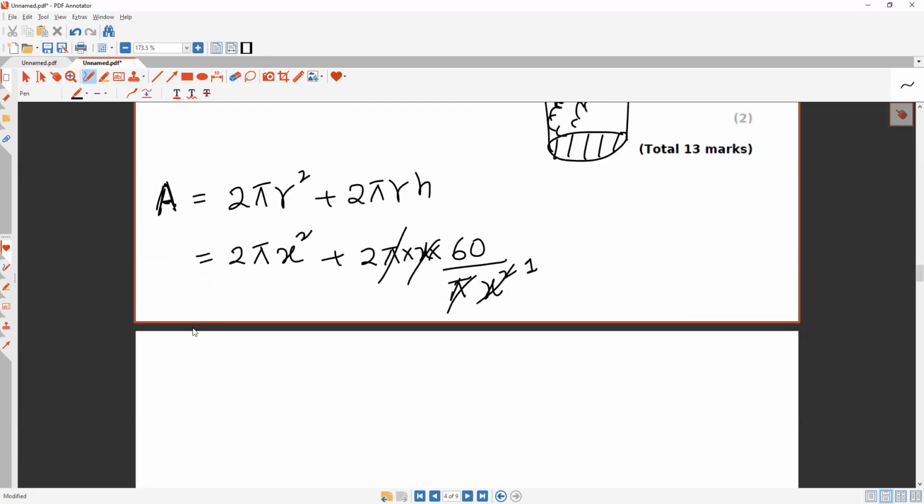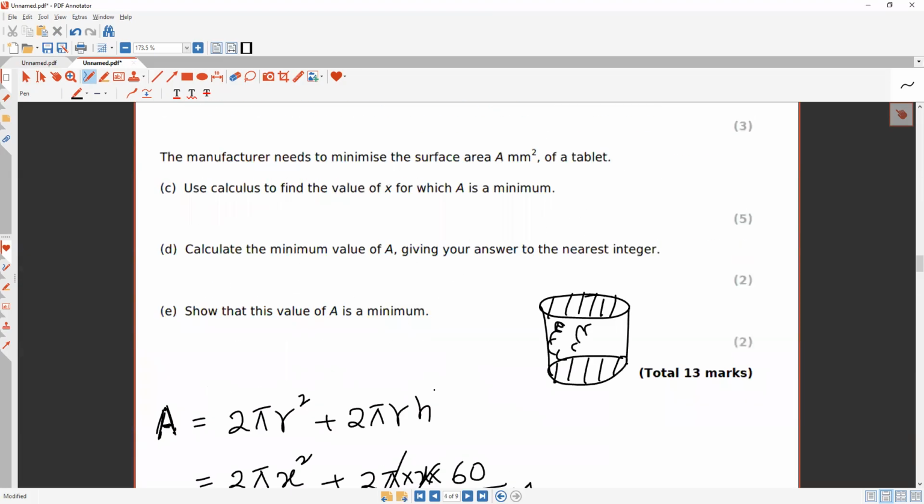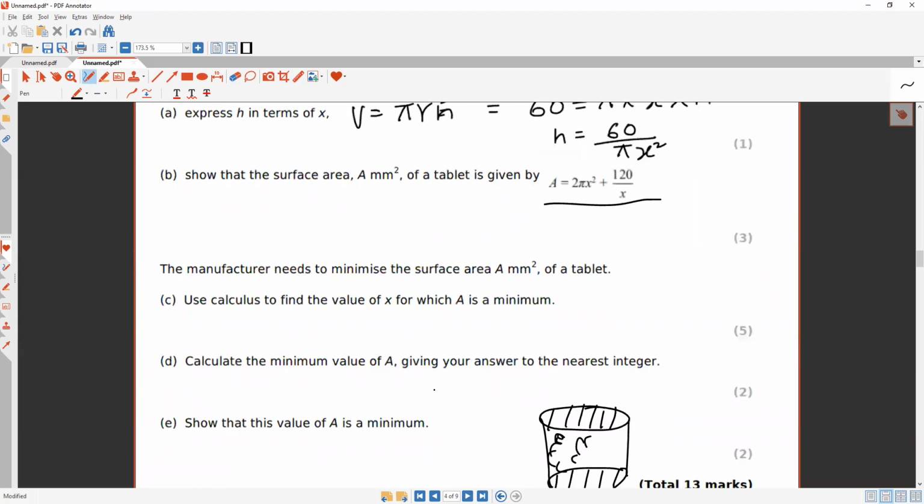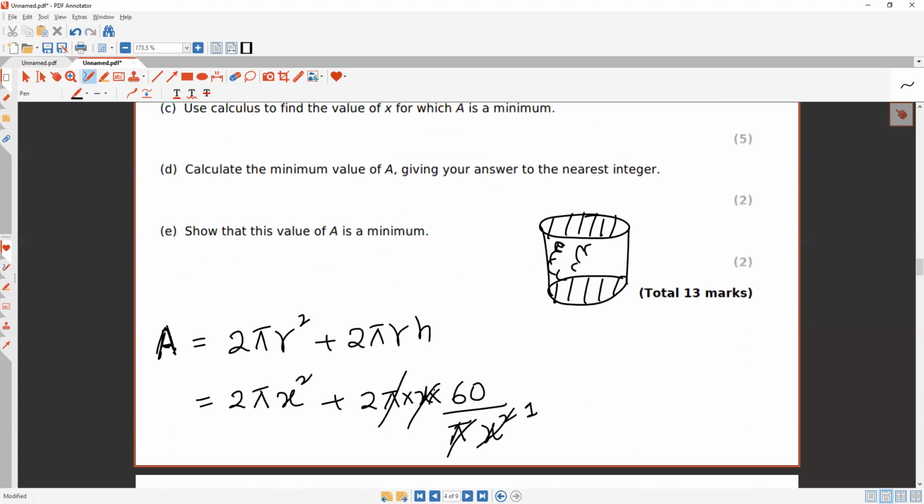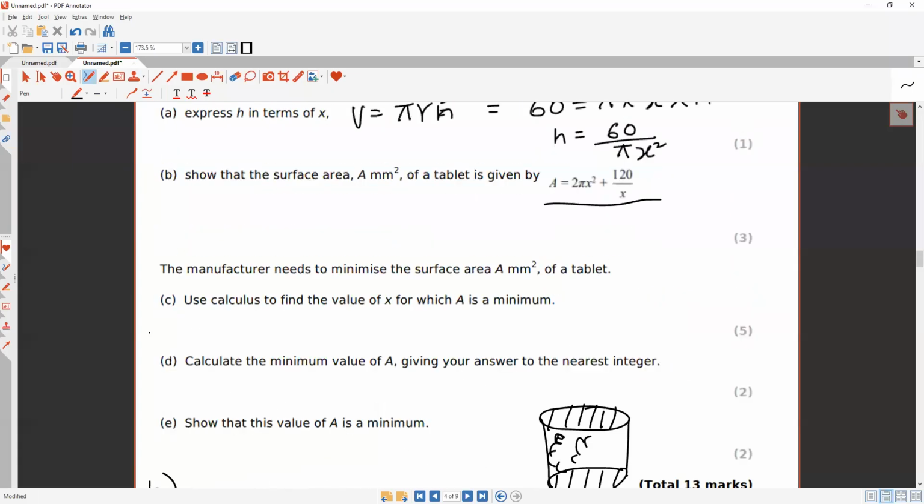Okay, fine. So I'm left with 2 pi x square plus 120 divided by x. Let me see whether it matched. Yes, it did. 3 marks. I got it over there. Now, B part done. So A part and B part. This was for B part. Now let's go with the C part.